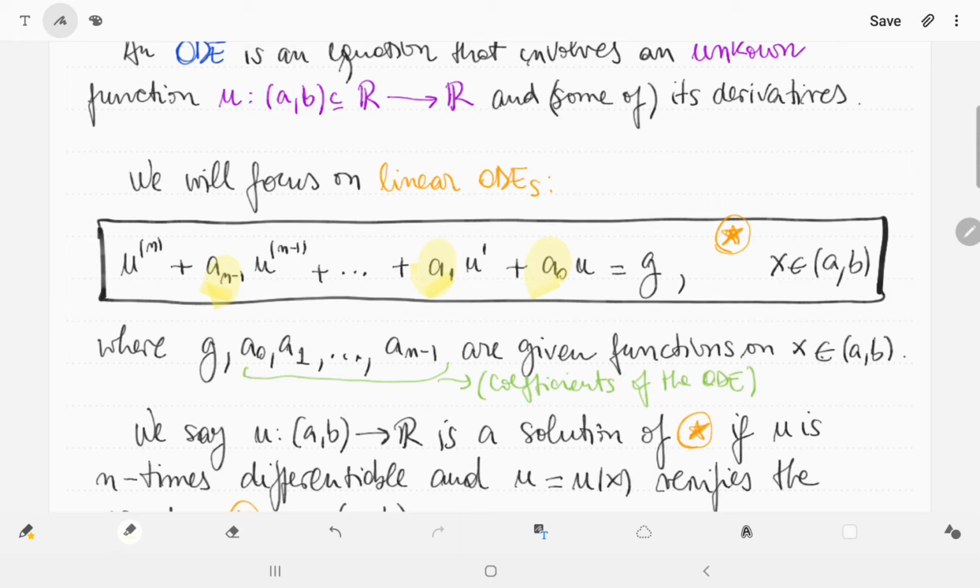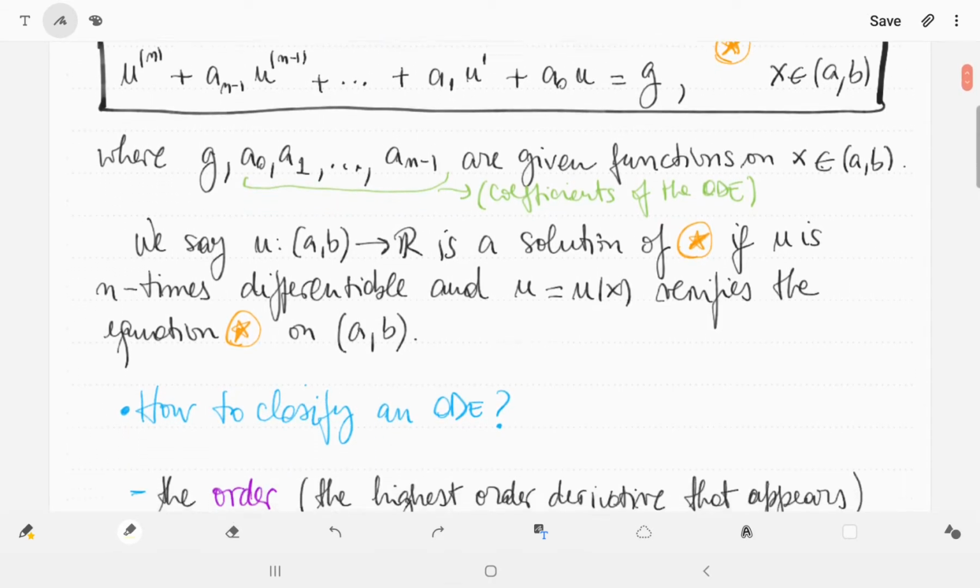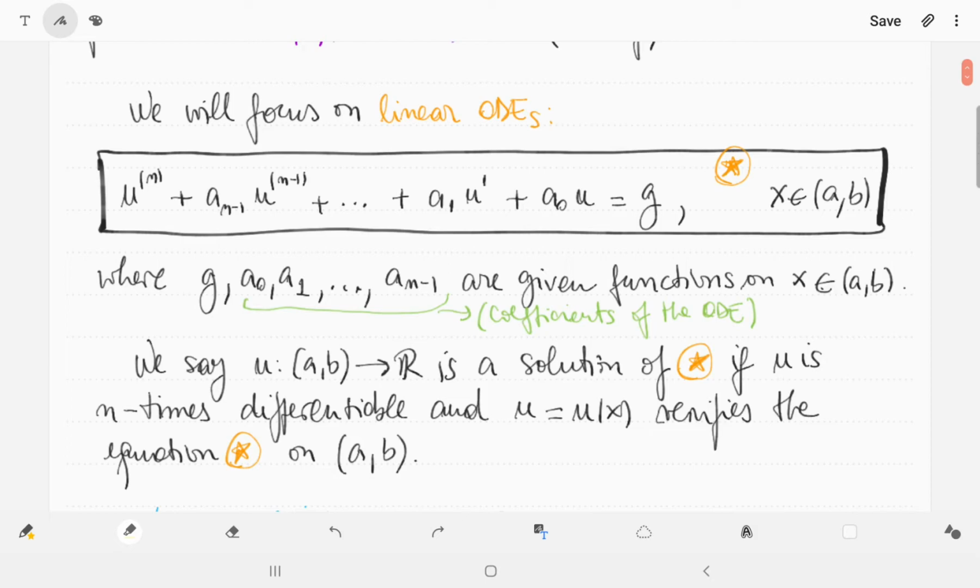We only will see here linear ODEs. And we also have this function g that sometimes is called the driving term. When this function g is 0, we call the equation homogeneous. And when it's not 0, then we call it non-homogeneous. Okay, maybe it's a bit trivial, but we have to say it. A function u is a solution of this equation with a star if we can differentiate the function n times and the function u verifies this equation.